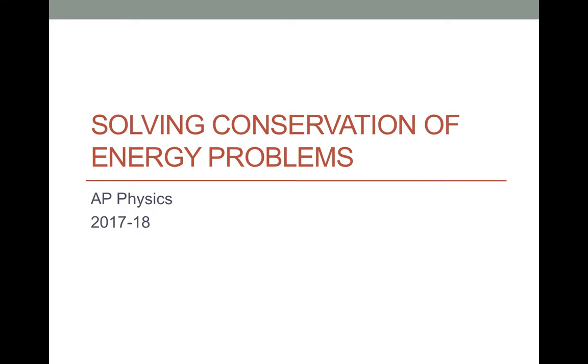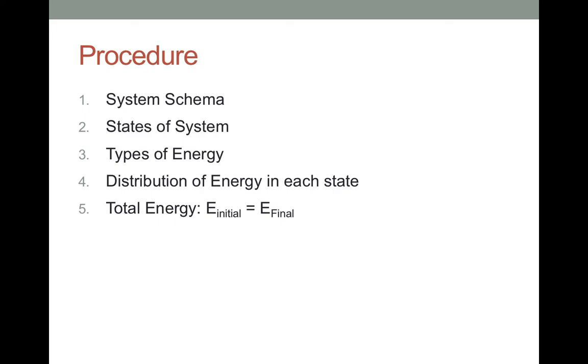Here we're going to review how to solve conservation of energy problems. We're going to use the following procedure. First, we're going to draw a schematic representation of the system that we're using. Then we're going to identify the different states the system is in and the types of energy involved. And we're going to put that all together and show how they're all distributed in each of the states by making a table. And then we're going to use the fact that the total amount of energy stays the same.